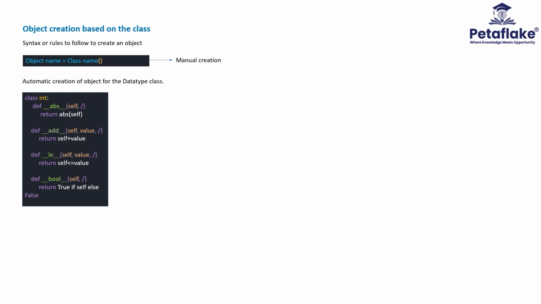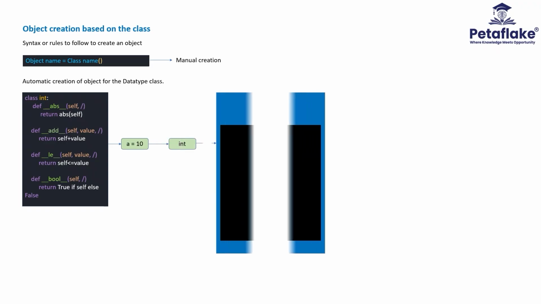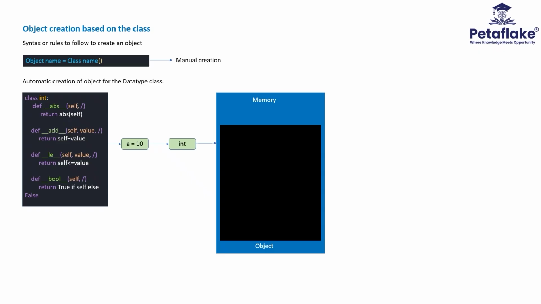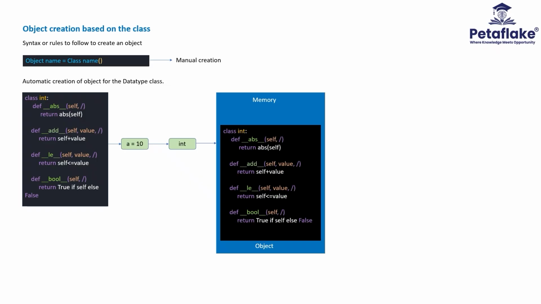When we create a variable like a equal to 10, then based on the value provided, Python automatically understands the given value as integer and creates an object for the integer class. When a physical object is created for the int class, a specific amount of storage is allocated for the object in the computer memory. After the creation of the object, a copy of all the logic developed in the class will be stored in the memory assigned to the object.